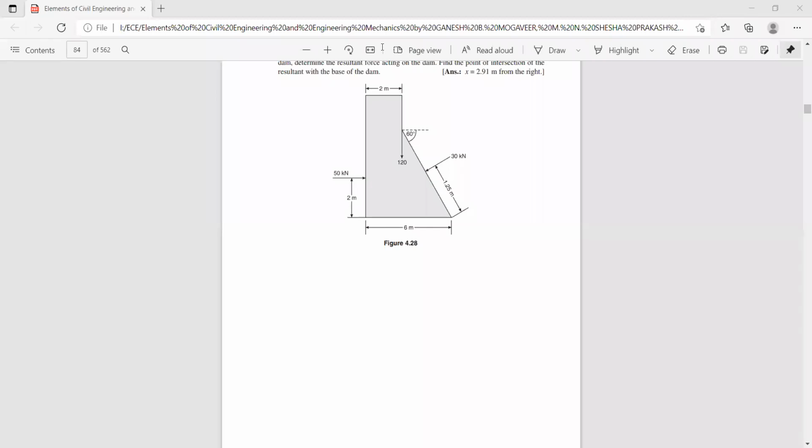Sigma m is the sum of the moments taken at any point. So here let us consider the moment about point A. This is the origin of the coordinate axes through which the x and y axes pass. Now basically moment is a product of force into the perpendicular distance about which you consider the moment. The moment may be either clockwise or anti-clockwise. So we shall consider all clockwise moments as positive and all anti-clockwise moments as negative.